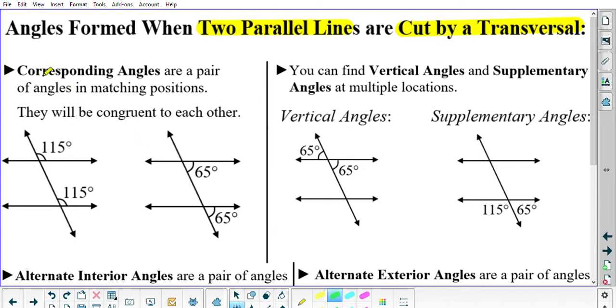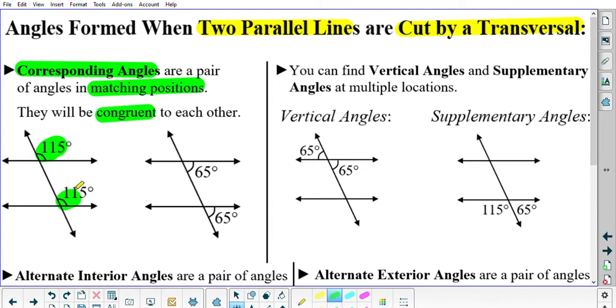Let's first talk about corresponding angles. They are a pair of angles in matching positions. Now, why should we care? Because they're congruent to each other. So this angle here on the top right-hand corner is in a matching position of the angle down here, also in the top right-hand corner, but in the bottom part of the picture.